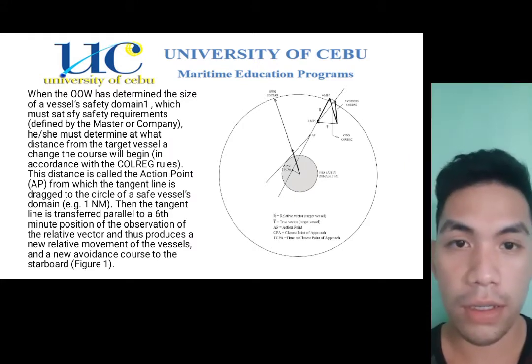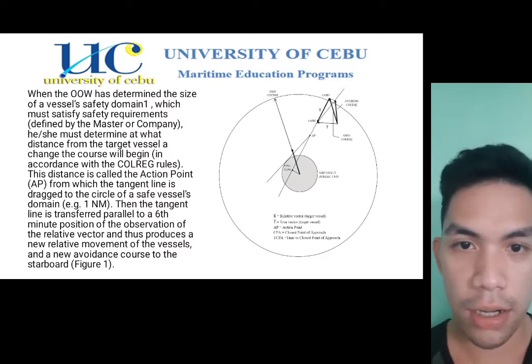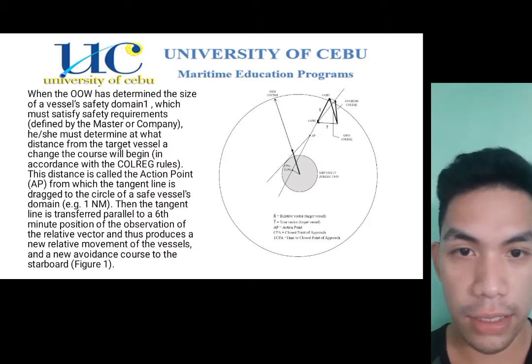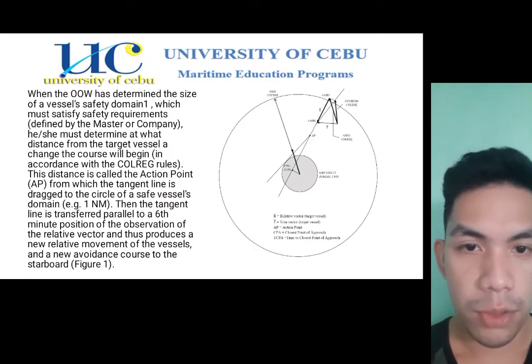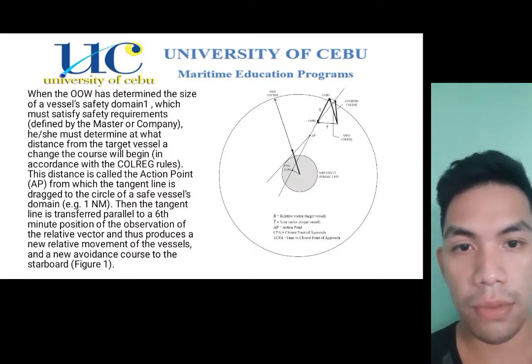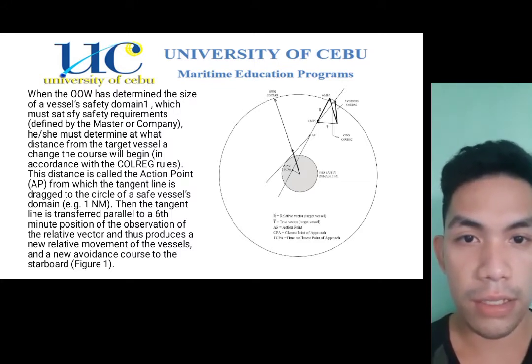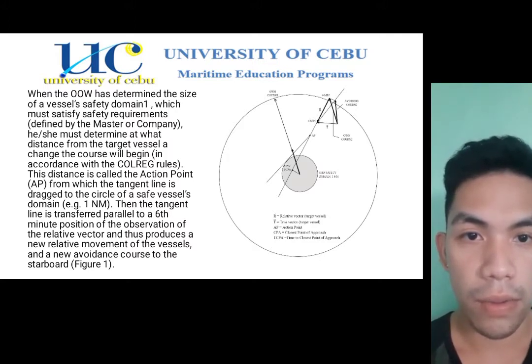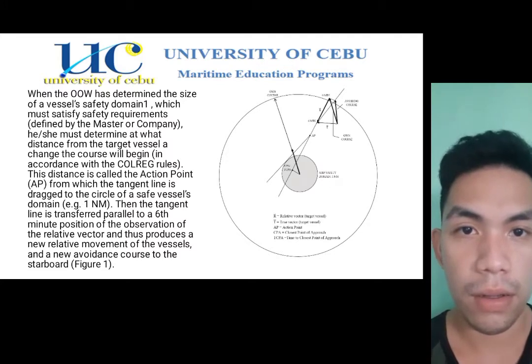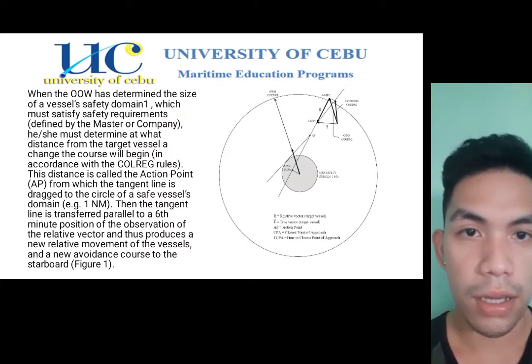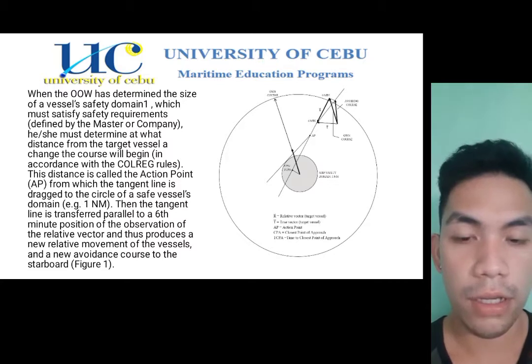So in this figure, R is the relative vector of the target vessel, T is the time vector, AP is the action point, CPA is the closest point of approach, and TCPA is the time to closest point of approach. Then you can see the CPA in the middle, and the ship safety domain of 1 nautical mile, then the open course and the avoiding course.